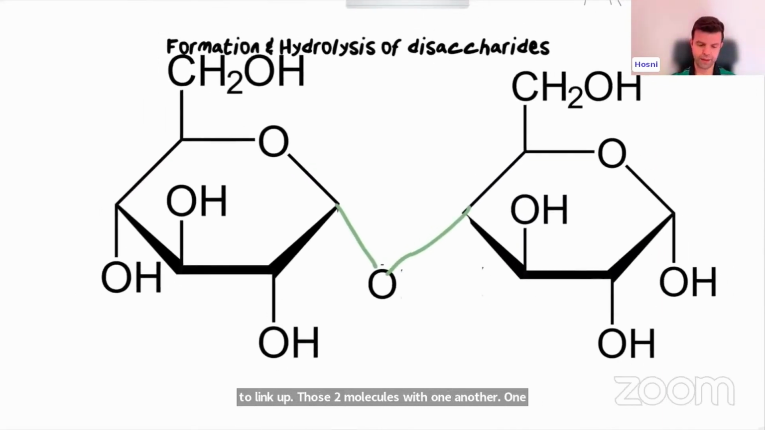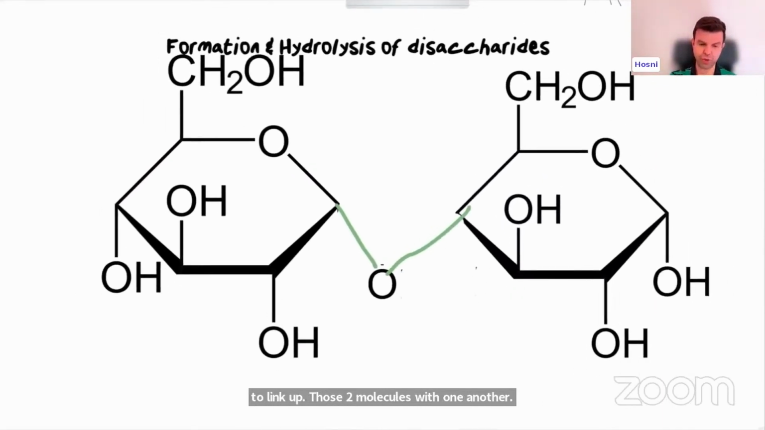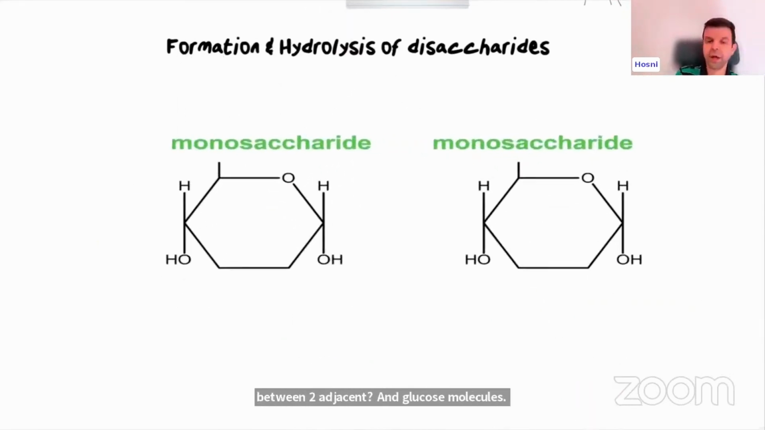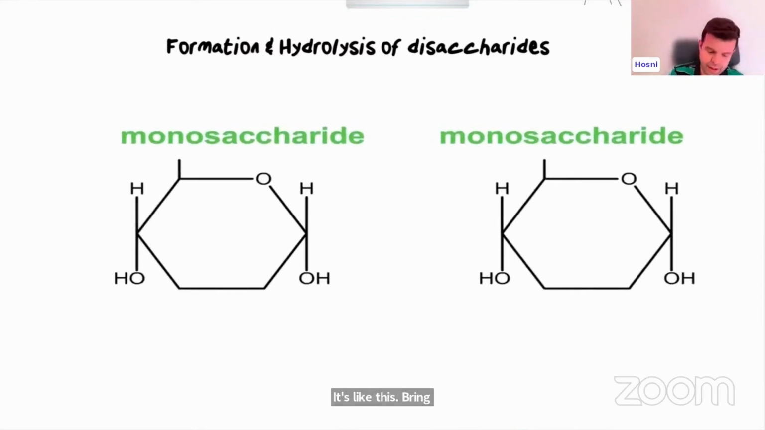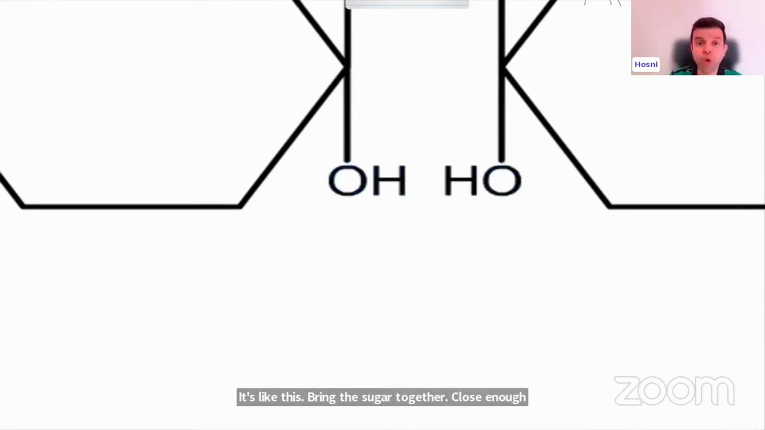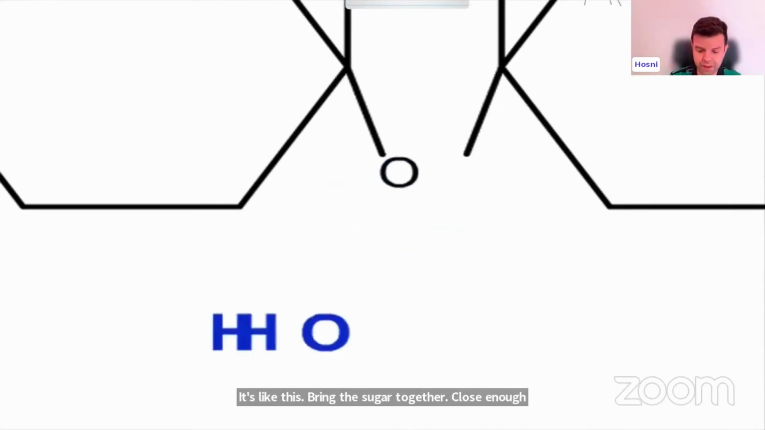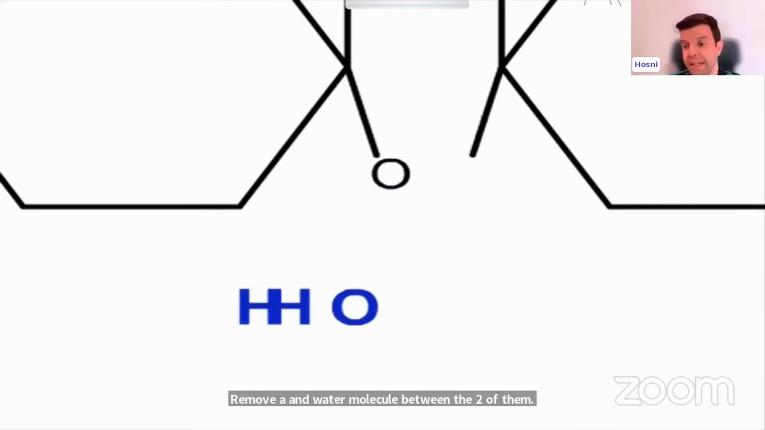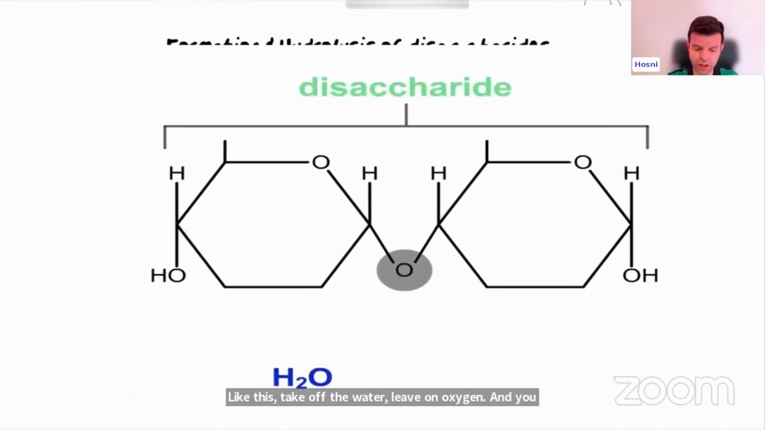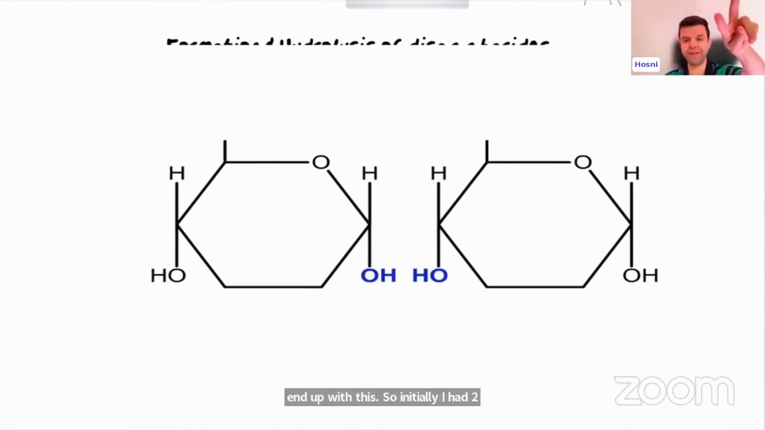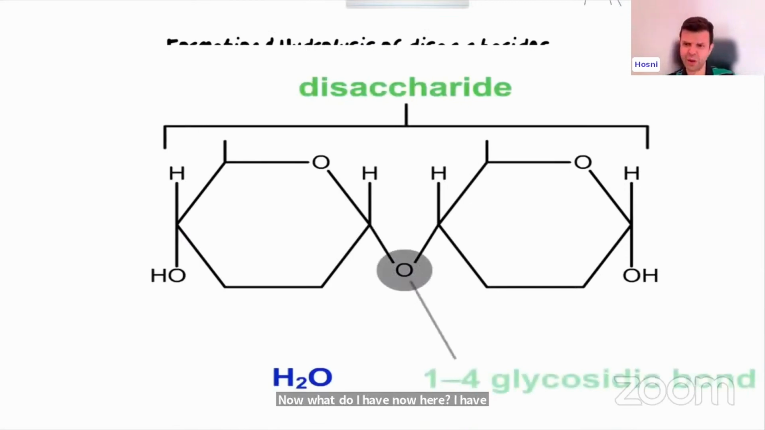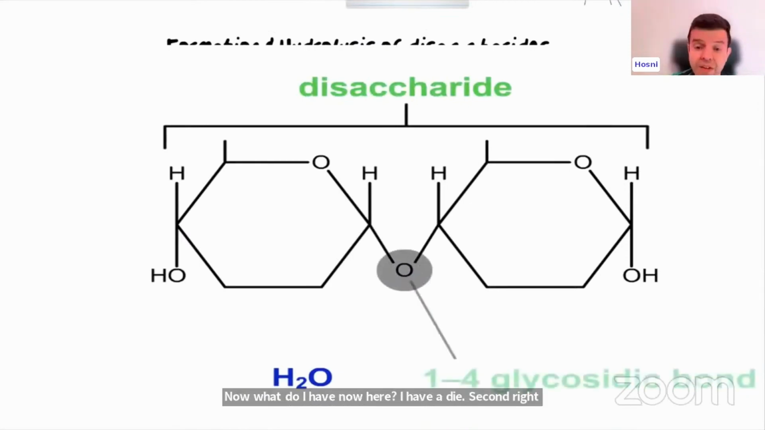One more time. How do you do a condensation reaction between two adjacent glucose molecules? Bring the sugars close enough together, remove a water molecule between the two of them, take off the water, leave an oxygen, and you end up with this bond. Initially I had 2 monosaccharides. Now I have a disaccharide. I've done a condensation reaction, okay?